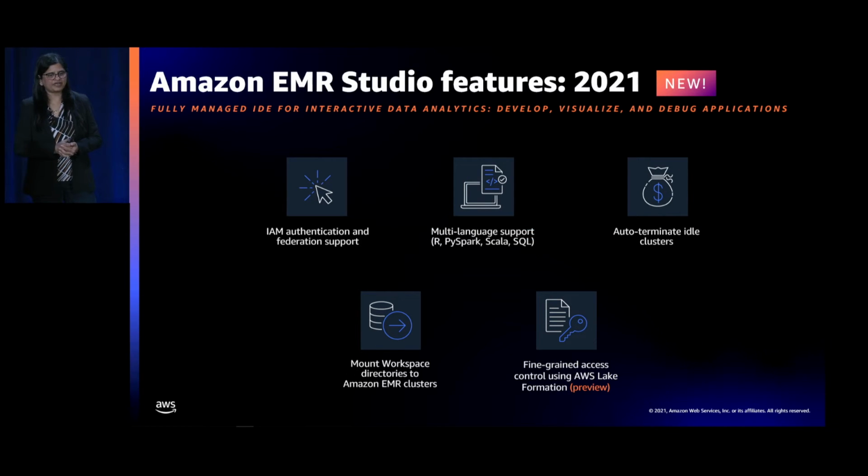So this is a quick summary of the Studio features we released in 2021. We support IAM authentication and federation as well. Previously we only supported AWS SSO. So for those of you who have used Studio earlier, you will notice that we have IAM now.